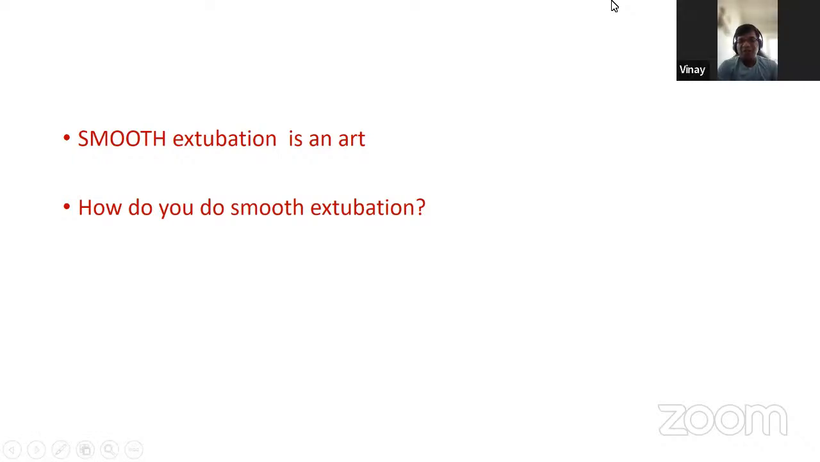So yeah, that's why it's called an art. It's not called a science. Extubation is not a science, it's an art. Each person has their own way in their careers of finding out what is best for them. But, as Mukillan highlighted, there are certain points which everybody can follow.